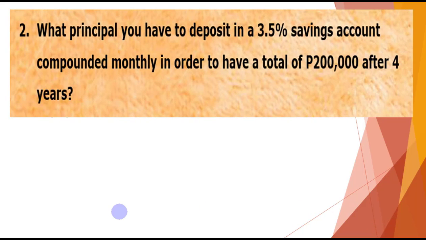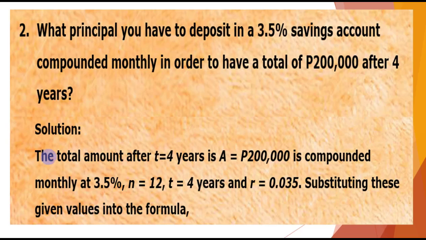For number 2, what principal do you have to deposit in a 3.5% savings account compounded monthly in order to have a total of 200,000 pesos after 4 years? Since the total amount after 4 years is 200,000 pesos and is compounded monthly at 3.5%, then N is 12. There are 12 months in a year. And R is 0.035 with a given T of 4 years. So we have to substitute this to the formula.